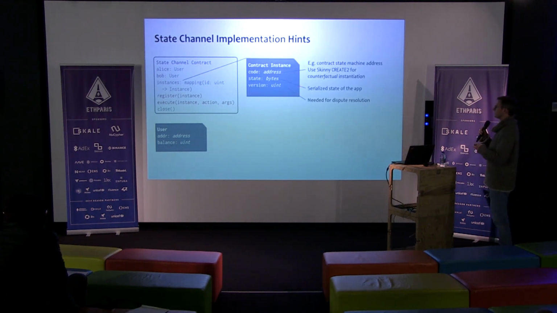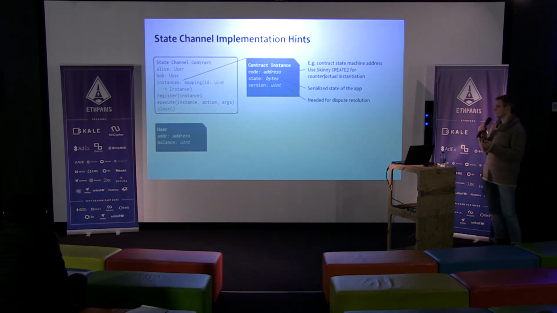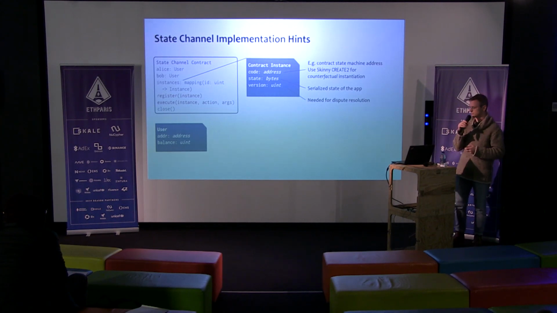So an instance of a contract is the code of the contract, which in Ethereum could, for example, be just the address, and you could even use counterfactual instantiation. So you write a contract, and if you were to deploy the contract, you know the address of it. This would then be the code reference. The state is just a serialized state of the app, and you have a version counter. The version counter is very important. It has the same function as in the payment channel before.